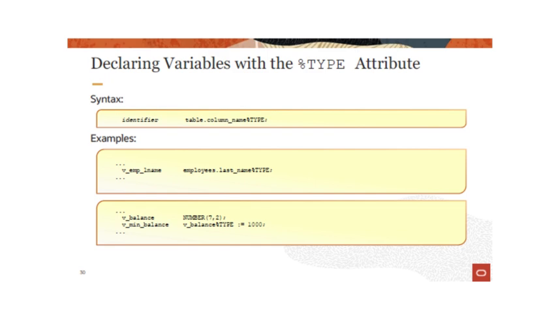Declare variables to store the balance of a bank account, as well as the minimum balance, which is 1,000. The v_min_balance variable is defined to be of the same data type as the v_balance variable. The %TYPE attribute provides the data type of a variable.